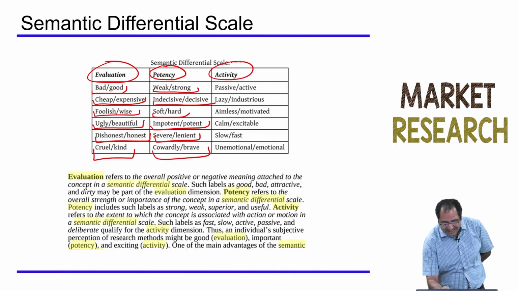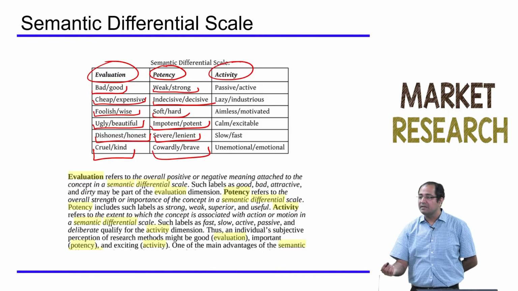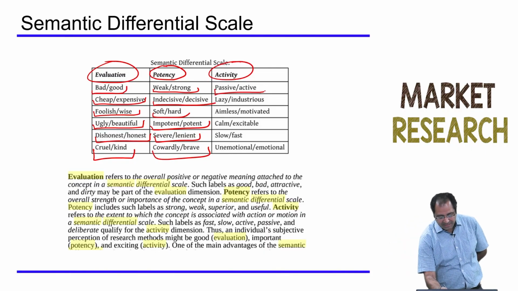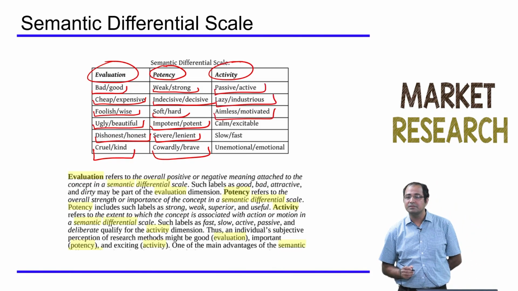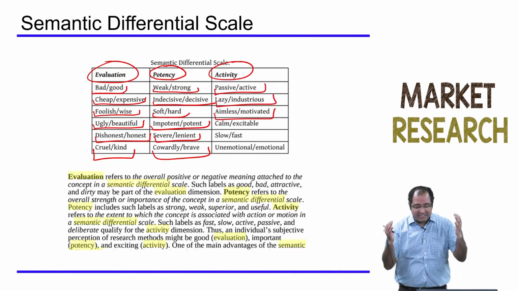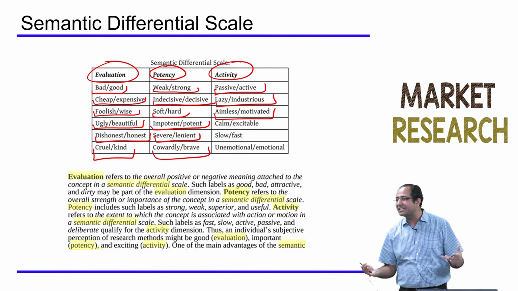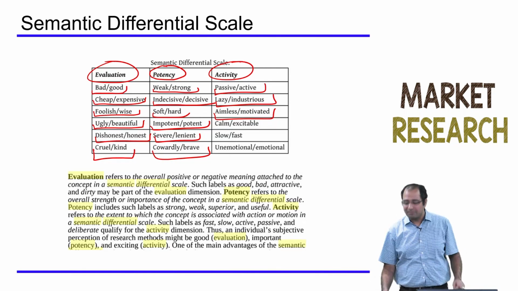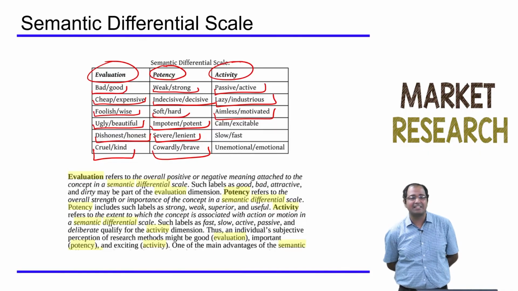And the third one is activity. How active is a brand? How much active? Passive, active, lazy, industrious, aimless, motivated. So when you ask these, some of these appropriate to the product category about the brand, you would get to know what people think about your brand. What is the image that they have of your brand?